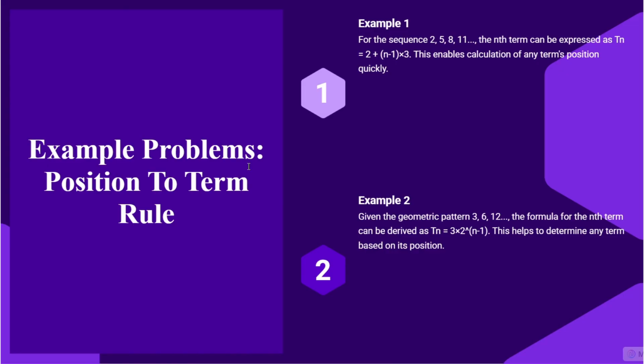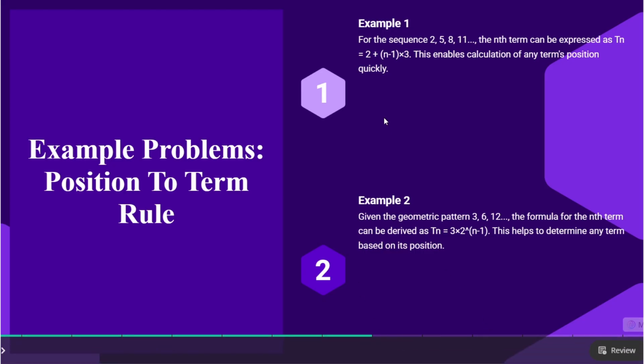So, now I have two problems here, but before we move on to the problems, let's study what the position to term rule is. The position to term rule means the general term or the nth term of a certain sequence. For instance, sometimes you might have heard of a pattern like 6n minus 3 as an nth term. These are the types of nth patterns that you might see in your daily routines.